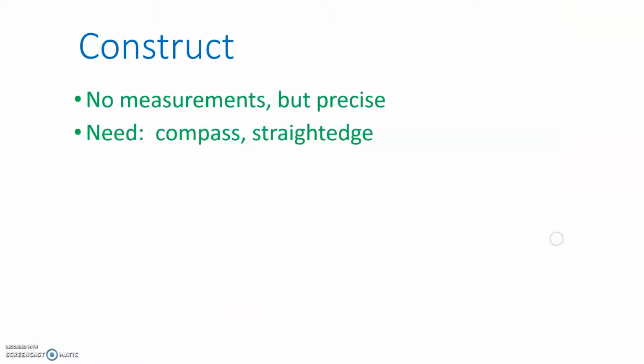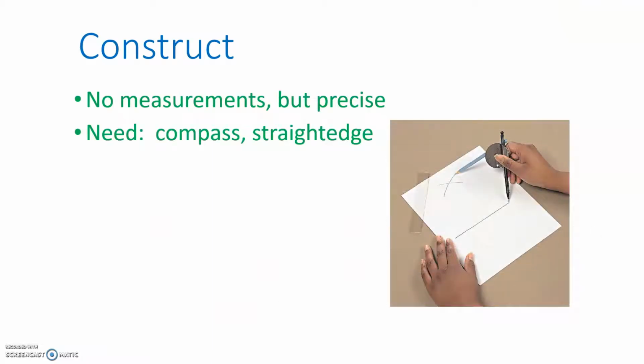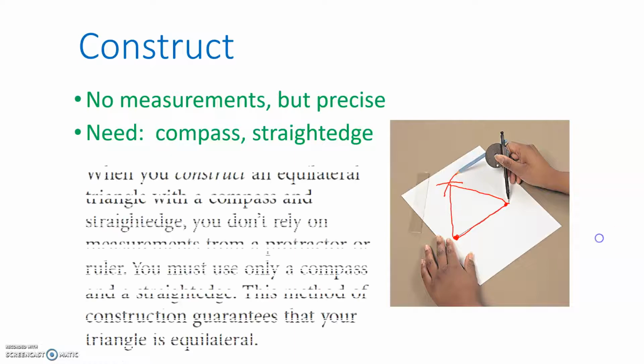When you construct, it's precise, but there really are no measurements. You need a compass and a straight edge. So if I had to construct an equilateral triangle, I would draw my first side with a ruler. You're going to learn this later in the lesson also. You're going to stab in at one of the endpoints and create an arc, and with the same opening, stab in at the other endpoint and make an arc. And then you're going to connect that intersection point to both of the endpoints, and that would be constructing. Of course, you'd be using a ruler. I can't really use a ruler on my tablet, so my lines are never really that straight.